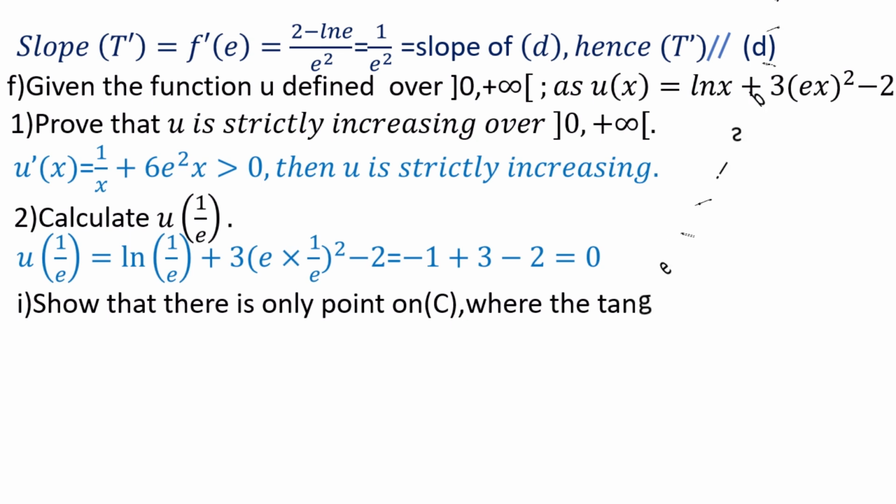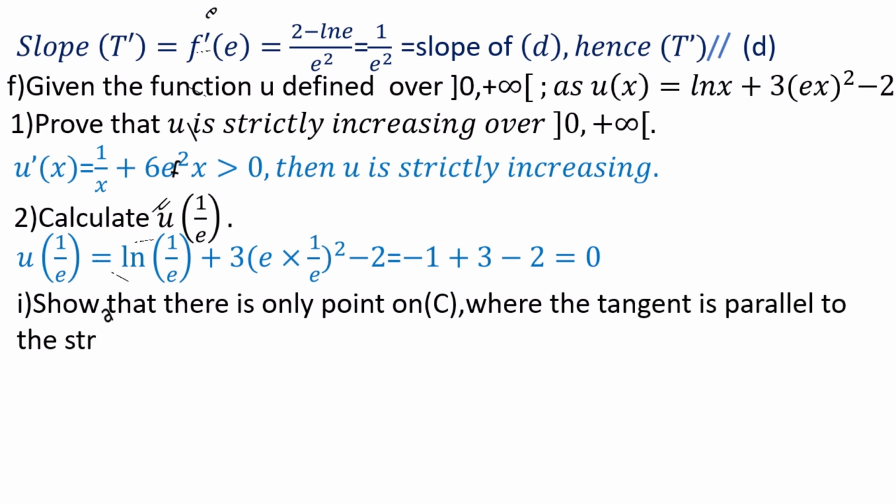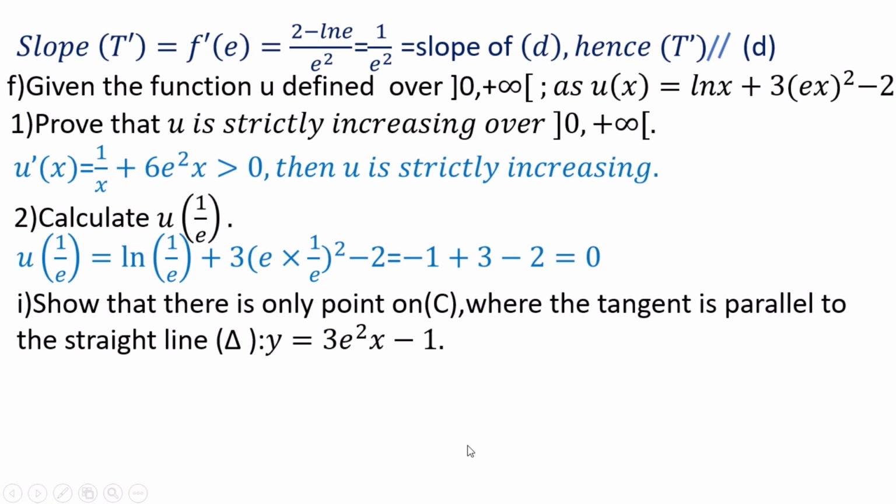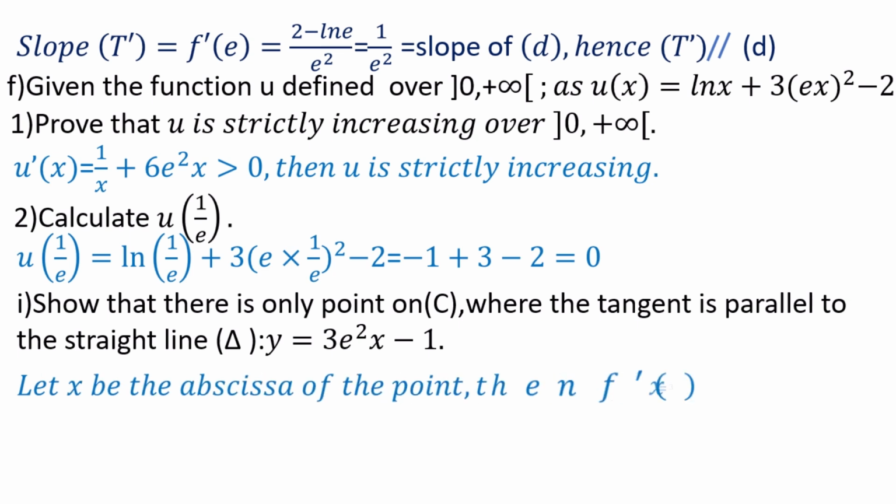Show that there is only one point on C where the tangent is parallel to the straight line delta, y equals 3e² x minus 1. Assume that x is the abscissa of this point. Maybe one point, maybe two points. Let x be the abscissa of a point on C where the tangent is parallel to delta. So f prime of x will be equal how much?